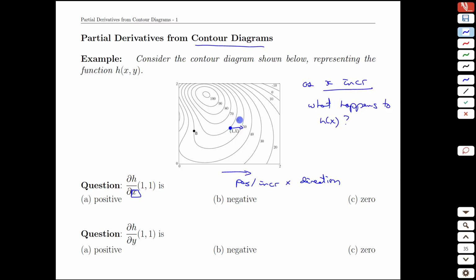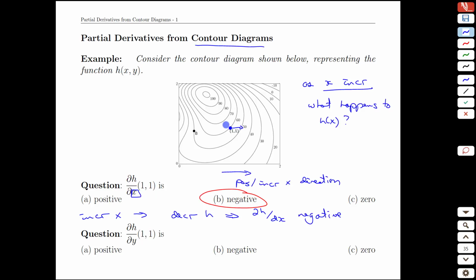Well, if that's where we're looking, we're currently at height 60. If we were to take a step on the map in the positive x direction, we would be approaching 50, which would be a decrease in h. So if we increase x, we then decrease h, and that captures the partial derivative being negative. And so our answer here is B.